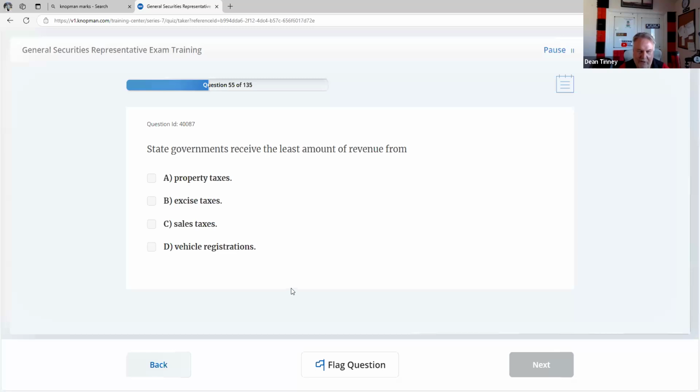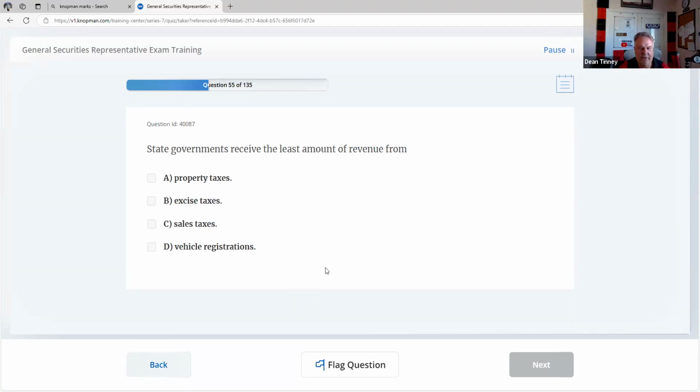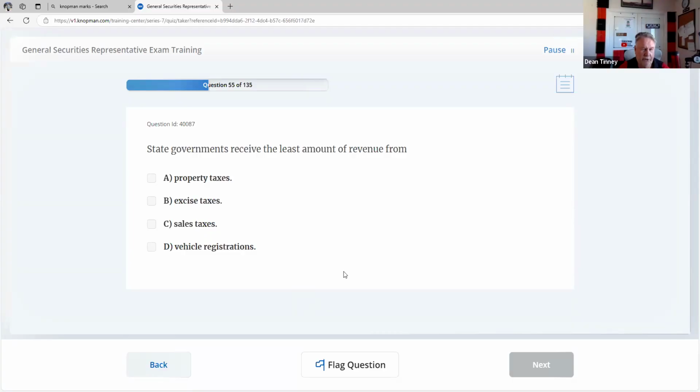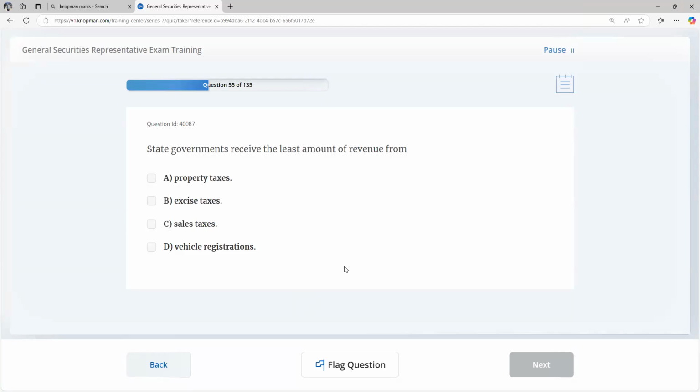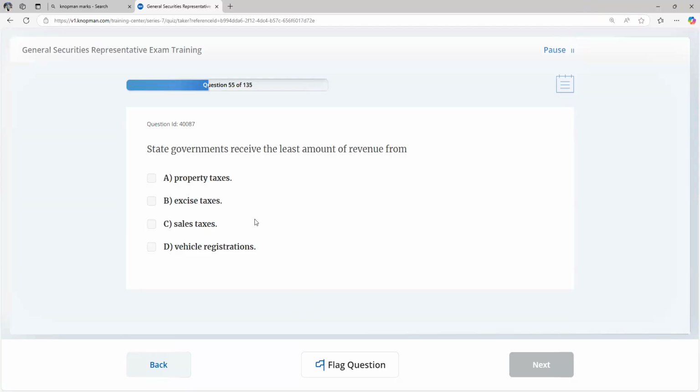State governments receive the least amount of revenue from... Well, I feel like vehicle registrations is true. They get a lot of money. Usually they split that a third, a third, a third: a third for the state, a third for the local. Property, I think, is true. State governments, do you pay... no, not property. My property taxes are local government. Yeah, I knew that.